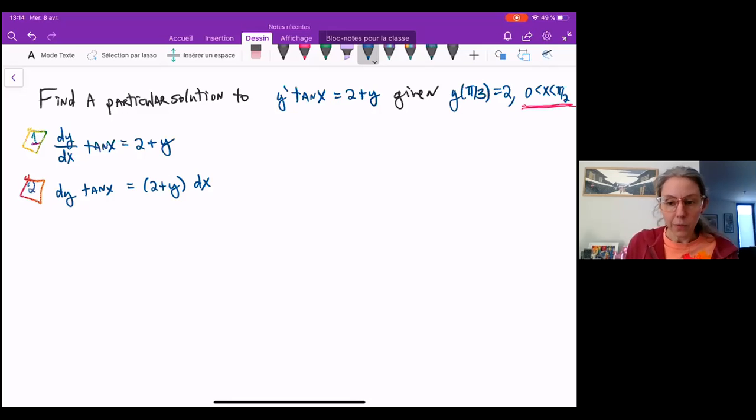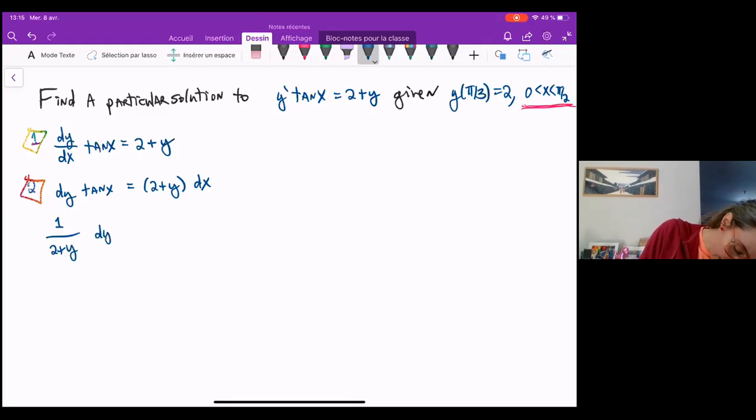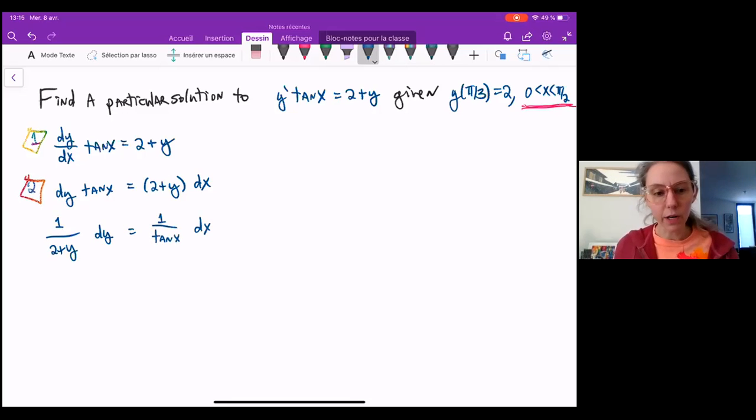Now, the tangent x we can see is on the y side, and the 2 plus y is on the x side. So we can use multiplication or division to move them from side to side. So we're going to divide both sides by tangent x and both sides by 2 plus y. So we'll have 1 over 2 plus y dy is equal to 1 over tangent x dx. And notice how I've written it with the dy at the end of the y side and the dx at the end of the x side.